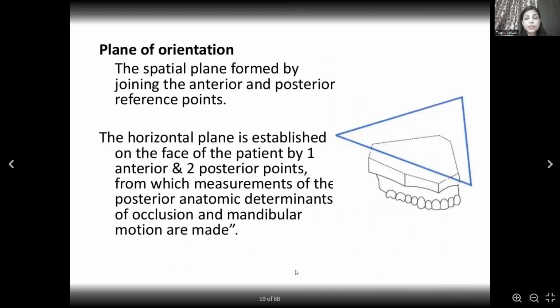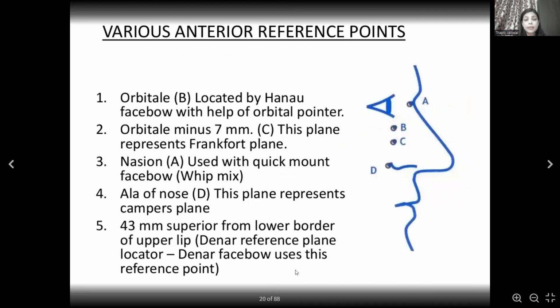This is the plane of orientation, which is a spatial plane formed by joining the anterior and the posterior reference points. So the horizontal plane is established on the face of the patient by one anterior and two posterior points, from which measurements of the posterior anatomic determinants of occlusion and mandibular motions are made.